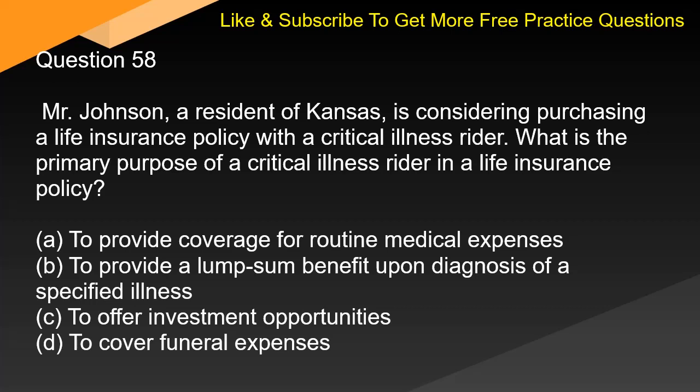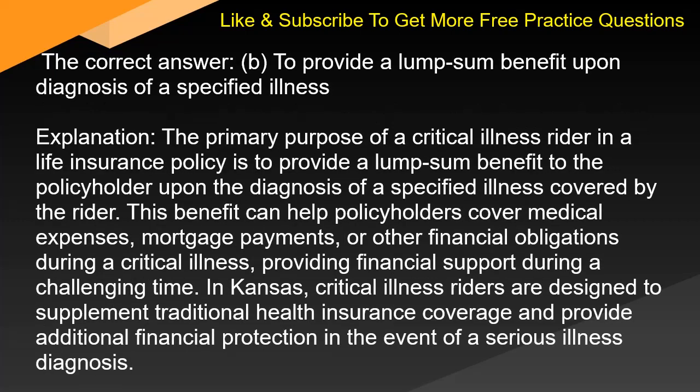Question 58. Mr. Johnson, a resident of Kansas, is considering purchasing a life insurance policy with a critical illness rider. What is the primary purpose of a critical illness rider in a life insurance policy? A. To provide coverage for routine medical expenses. B. To provide a lump sum benefit upon diagnosis of a specified illness. C. To offer investment opportunities. D. To cover funeral expenses. The correct answer, B. To provide a lump sum benefit upon diagnosis of a specified illness.